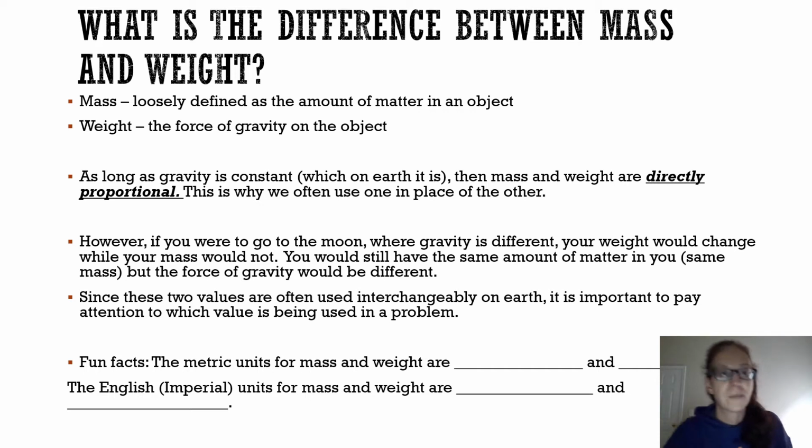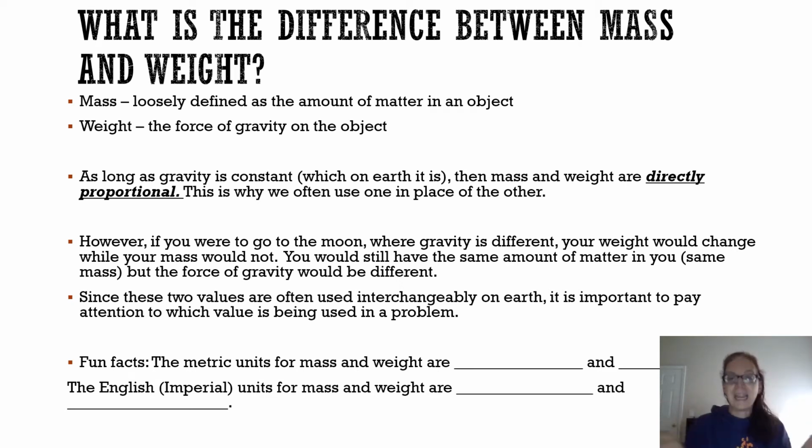And that's all physics. Now, as long as gravity is constant, which is safe to assume that on Earth it is, there might be some slight variations depending on where you are on Earth, but that's a pretty safe assumption for us to make. Then mass and weight are directly proportional. That gets into a math term. Directly proportional means this: as one goes up, the other goes up with it in a constant way. So as the mass increases, so does the force of gravity acting on that mass. And it goes up in a constant ratio. It also means that when the mass is zero, the weight is zero.